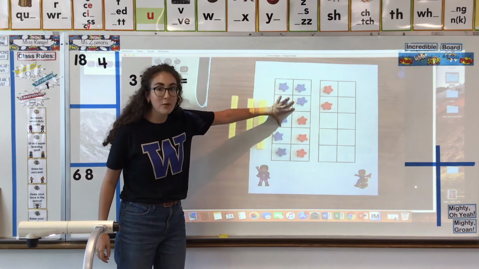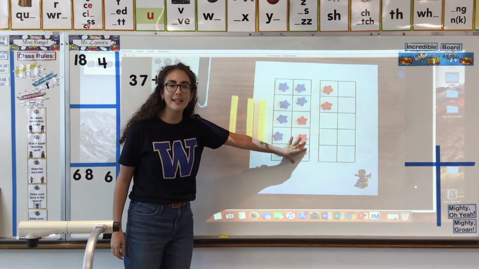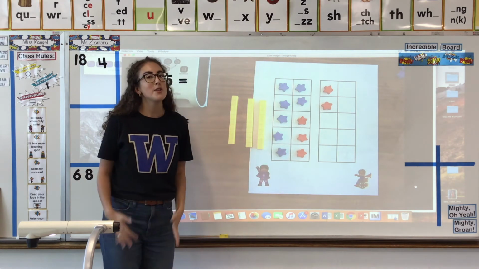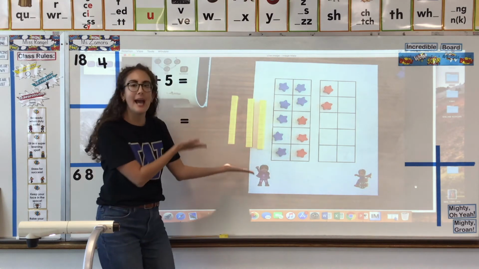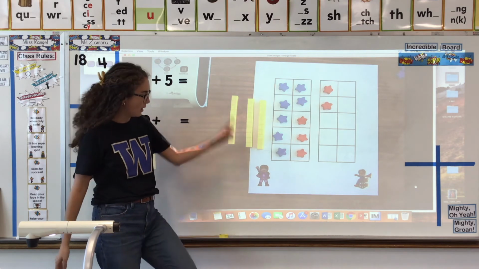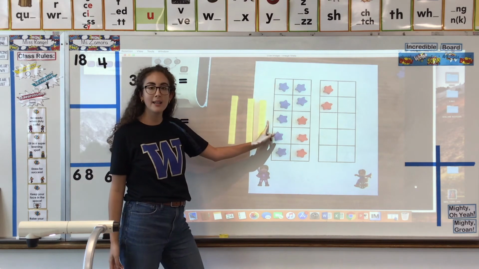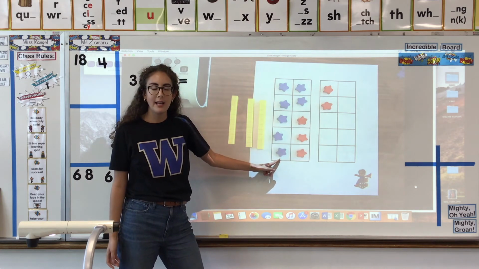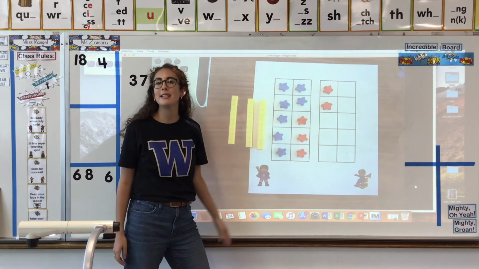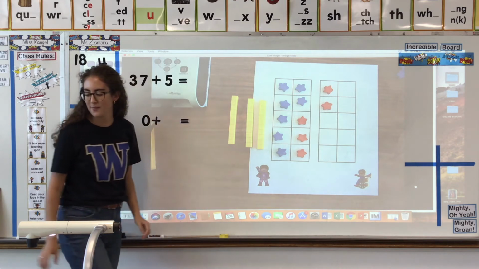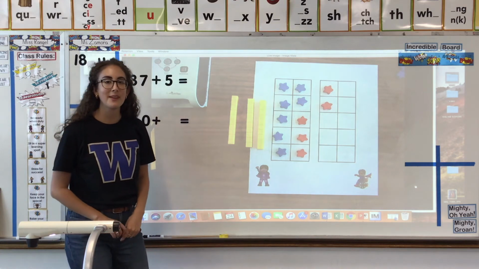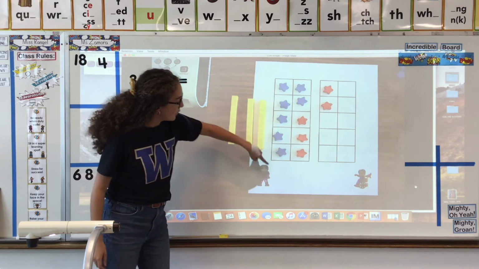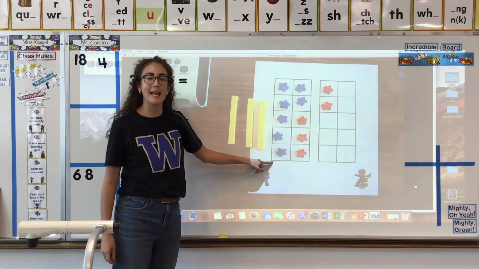The 7 ones became a 10 because we completed it with 3. So now, how many 10s do we have? We started with 3, but we just completed another one. How many 10s do we have now after adding? We have 4 10s. 1, 2, 3, 4 10s.